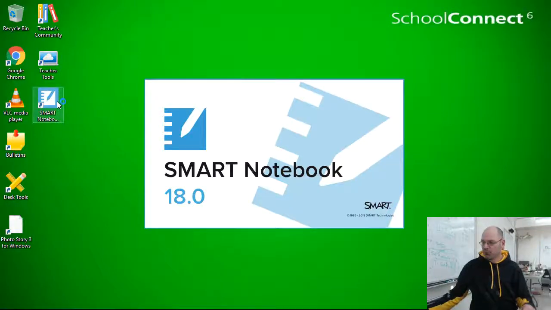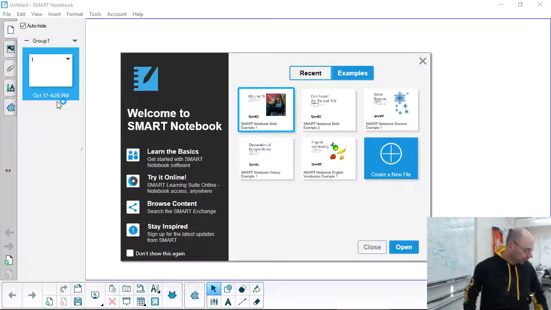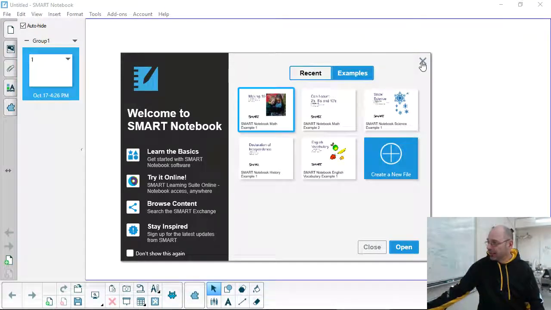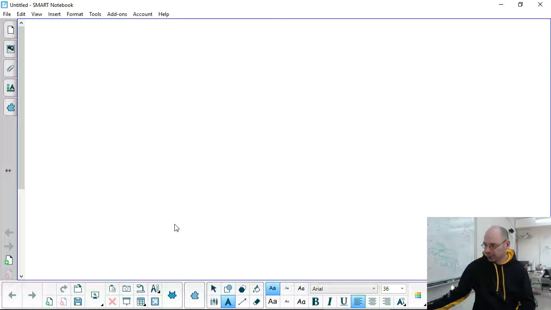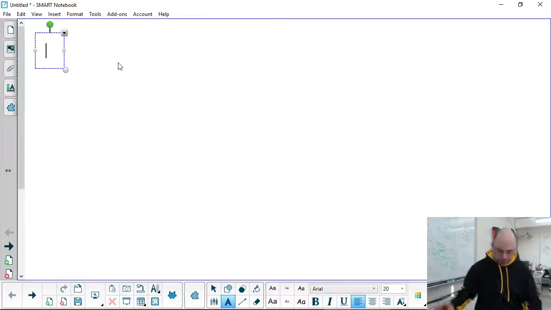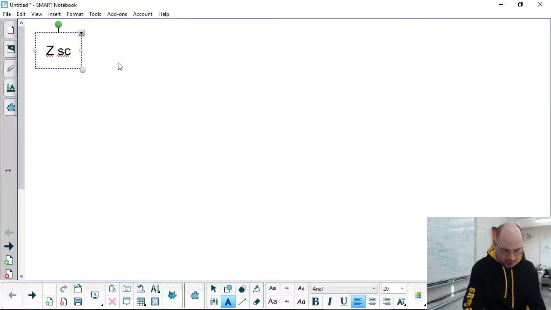Okay, this will be part 2 of z-scores and doing some z-score problems. So there it is. What we're going to do today is just a couple more examples. This is day number 10, and this will be z-score example problems.